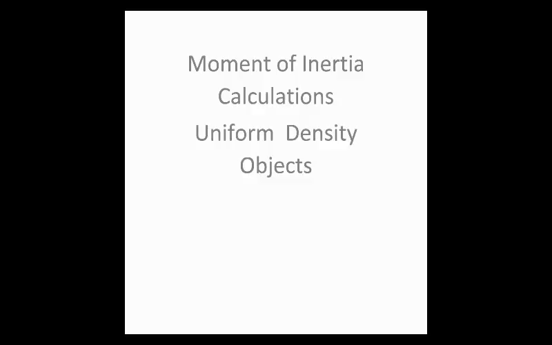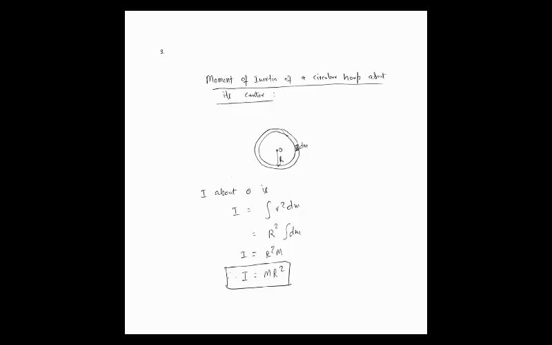So finally, I'll very quickly show you the moment of inertia calculations for two-dimensional and three-dimensional objects having uniform mass density, for simplicity. So for example, solid disk and solid cylinder, etc. So let's get started with the simple one.